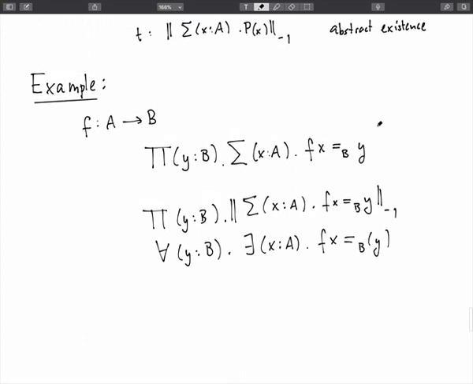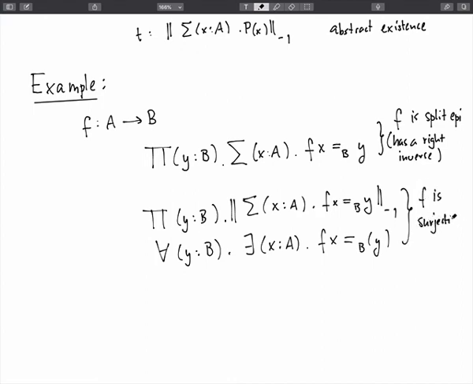This one has a section, because this one says f is split epi, i.e. has a right inverse. Homework: why does it have a right inverse? If you give yourself an element of this type, then you can cook up a right inverse. Whereas this is properly what we mean by f is surjective.